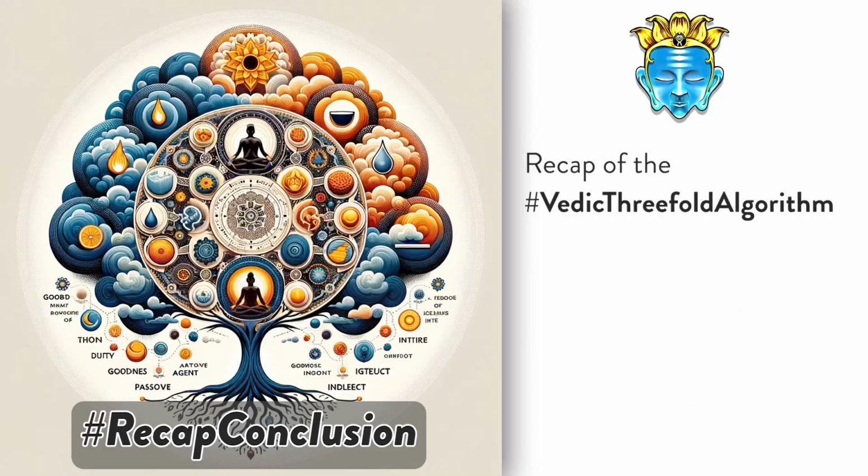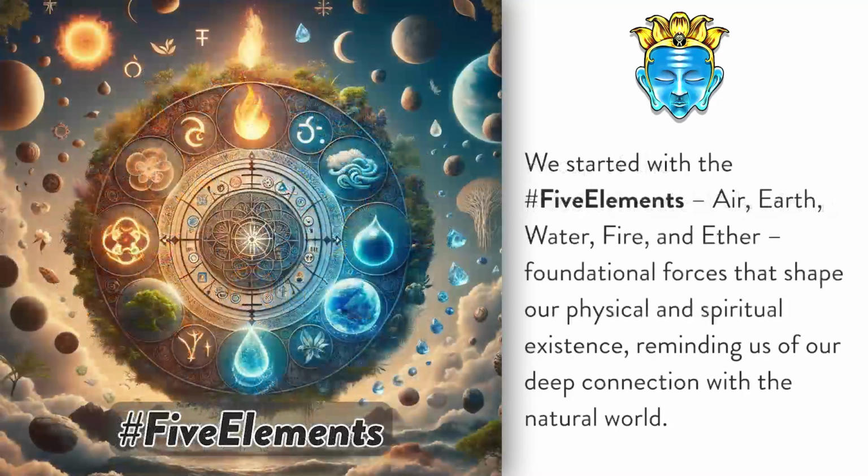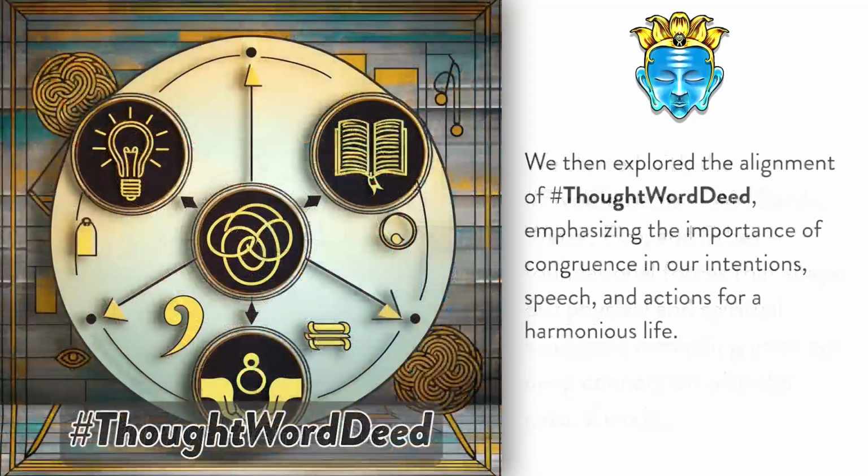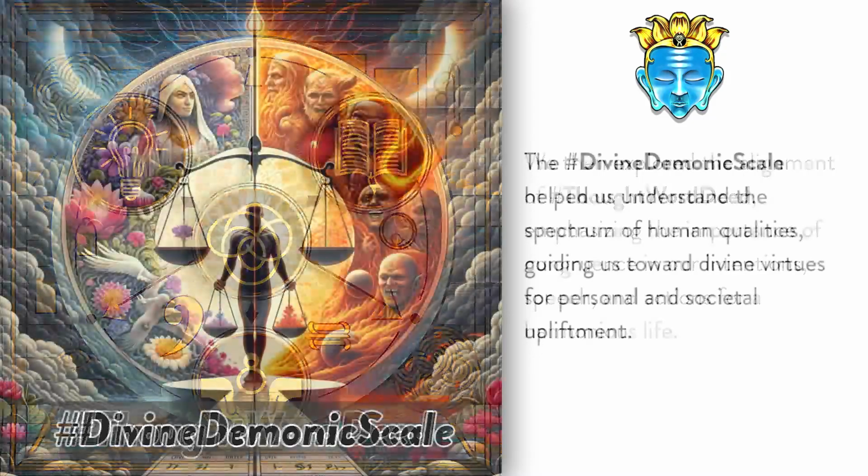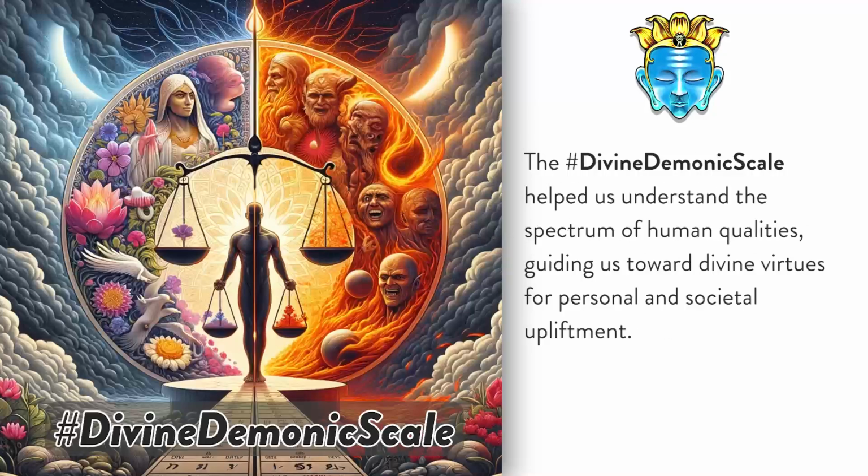Recap of the Vedic threefold algorithm. We started with the 5 elements: air, earth, water, fire, and ether, foundational forces that shape our physical and spiritual existence, reminding us of our deep connection with the natural world. We then explored the alignment of thought, word, deed, emphasizing the importance of congruence in our intentions, speech, and actions for a harmonious life. The divine demonic scale helped us understand the spectrum of human qualities, guiding us toward divine virtues for personal and societal upliftment.